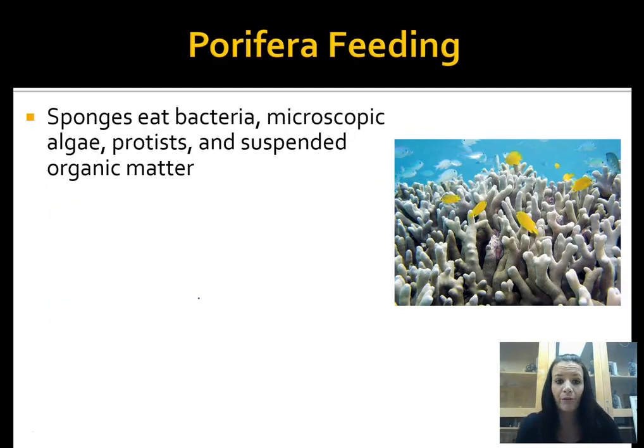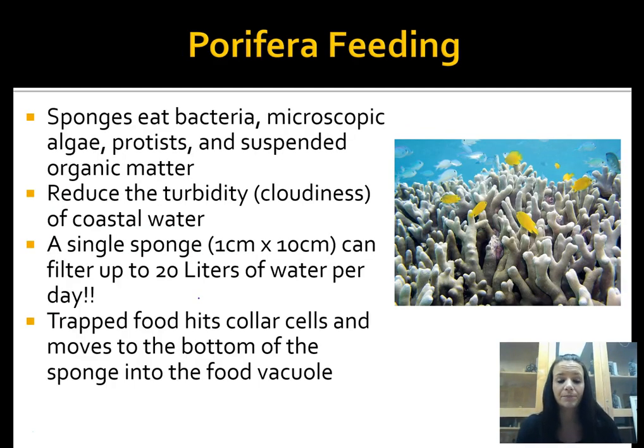So feeding of porifera. Porifera are actually pretty unique in their feeding. They can eat bacteria, algae, protists, suspended organic matter, but they're really important as well. They reduce the turbidity or the cloudiness of coastal waters, and in places that are having issues with coral reefs, they're actually seeing an increase in the turbidity. And a simple sponge, it's important to note, can filter 20 liters of water per day. Just one single simple sponge that's very tiny. So that's essential to the health of our coral reefs and our oceans.